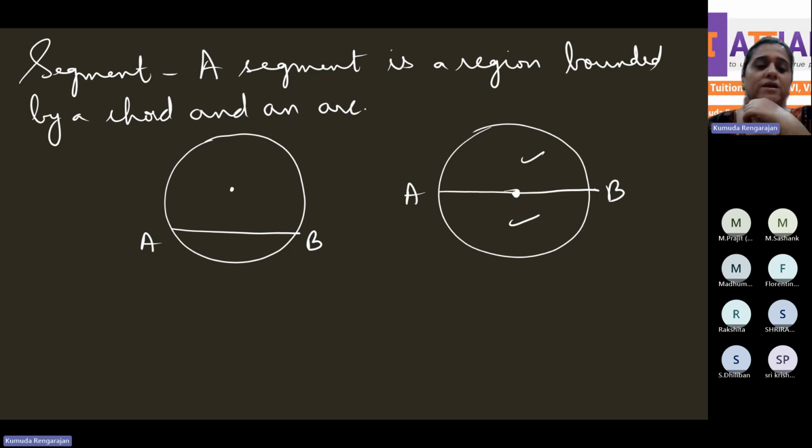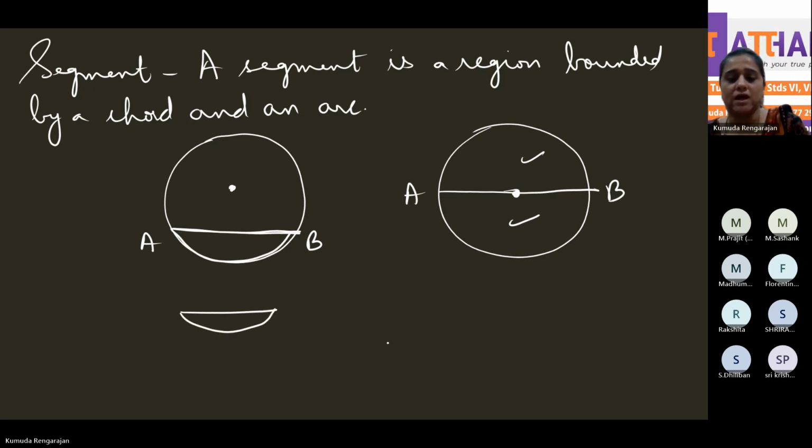We'll see that. So I was telling you, with respect to a chord, you can see the circle as a minor segment and a major segment. The region that contains the center is the major segment. The region that does not contain the center is the minor segment. And what is a segment? It's a region bounded by a chord and an arc.